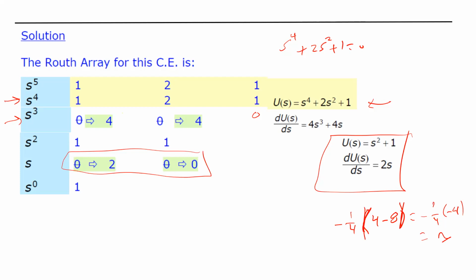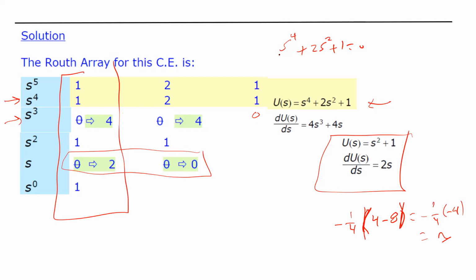Now, according to our test, 1, 1, 4, 1, 2, and 1, the system should be stable. Yes. But this is not true.